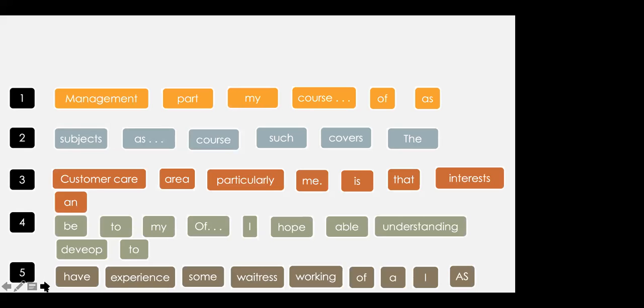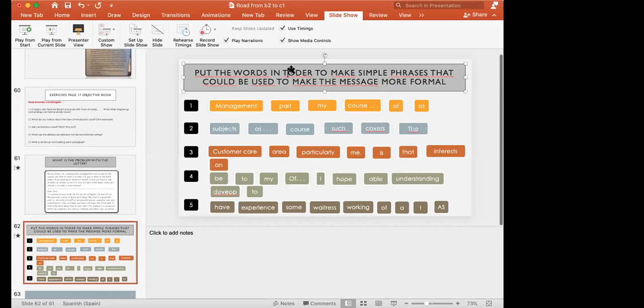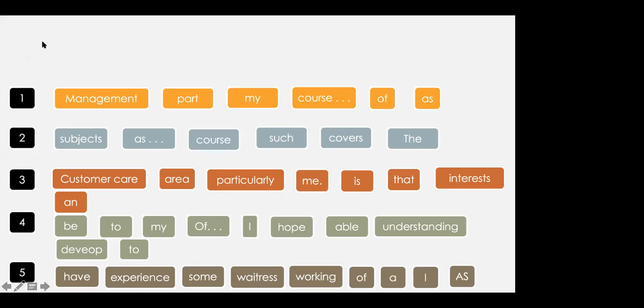Okay? Before you go into the complete writing assignment, I want you to observe this. These sentences are part of the email. Okay? Now the instruction says, put the words in order to make simple phrases that could be used to make the message more formal. Okay, so you're going to help us make the message more formal. So I'm going to give you 3-4 minutes to do this. Please let me know when you are done, all right? Or you can raise your Zoom hands and I can see who's done.